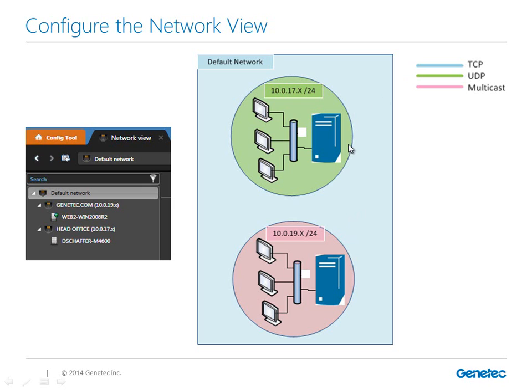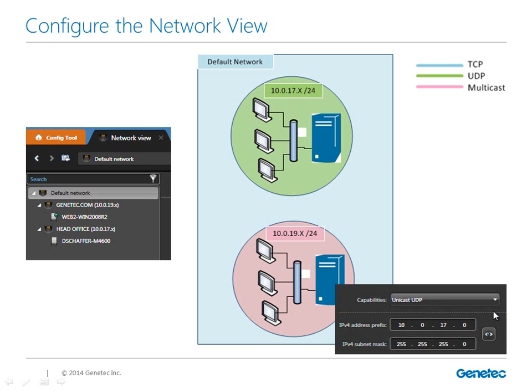Now, if we don't have the network's view set up correctly, we could see some adverse effects such as network flooding or lost video streams as well. On a basic system, you'll most likely only need to set the network capability, which is set to unicast UDP by default, and possibly the IP address prefix and the subnet mask down here. This information is still good to know if you want to expand the system or if you want to use an expansion server on another network.